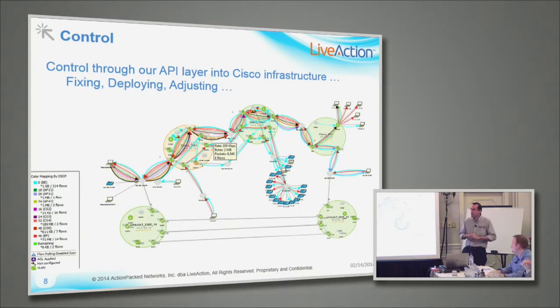And the third aspect of the product is actually control. So we control the Cisco infrastructure through our API layer. So as you make decisions, we help you fix that. So it's kind of a complete workflow that we put into the product. So whether you're fixing, deploying, or adjusting your Cisco infrastructure.